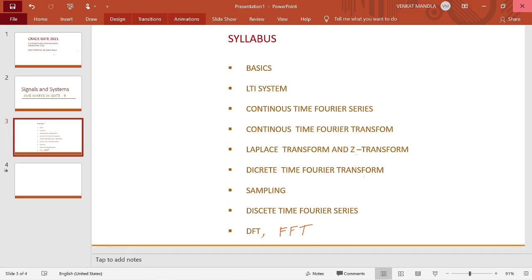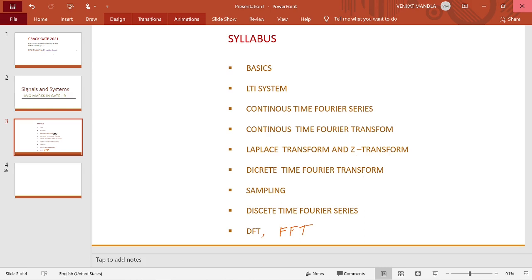and the syllabus is the basics, the linear time invariant systems, continuous time Fourier series, continuous time Fourier transform, Laplace transform and Z transform, discrete time Fourier transform, sampling, and DTFS, discrete time Fourier series, and DFT, discrete Fourier transform. Okay, I will quickly go through all these things so that you will get an overview.